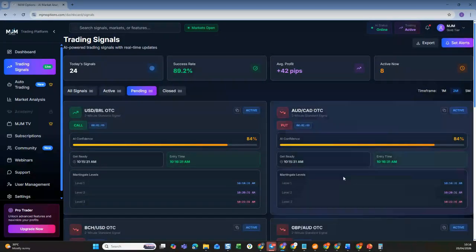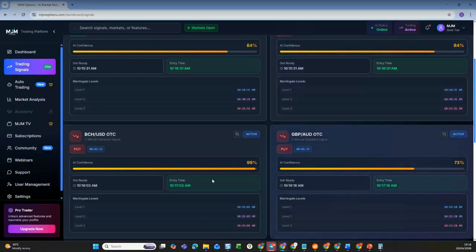You are looking for an AI confidence of 90 to 99, and the timer has to be above 2 minutes. That's basically what it means. So the moment you see this example, you can just click copy and be ready to take this signal at any point in time. So that is it also.